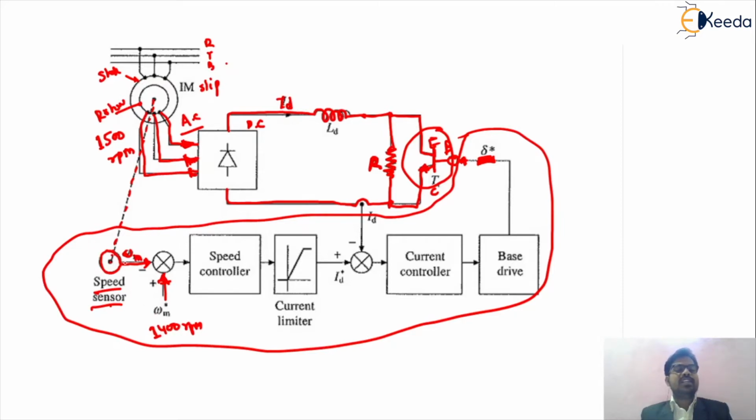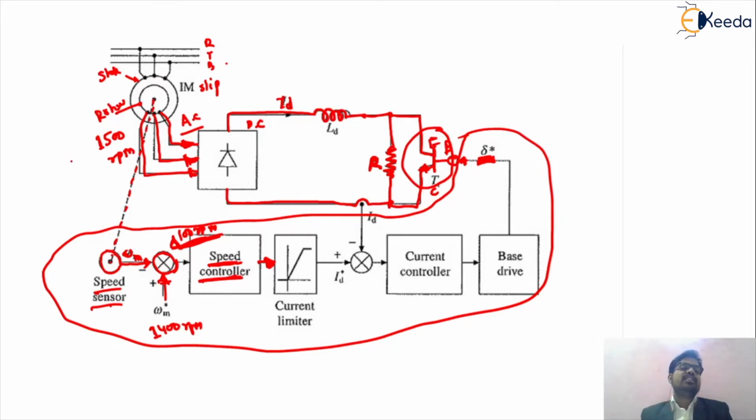So the reference speed is 1500. The summing point will produce the error signal, which will be 100 rpm, and this error signal is given to the speed controller. The speed controller will generate signals according to this 100 rpm. These 100 rpm signals are converted to a current signal, because in the speed control loop we have to use a current limit control loop. So the 100 rpm signal is converted in terms of current.